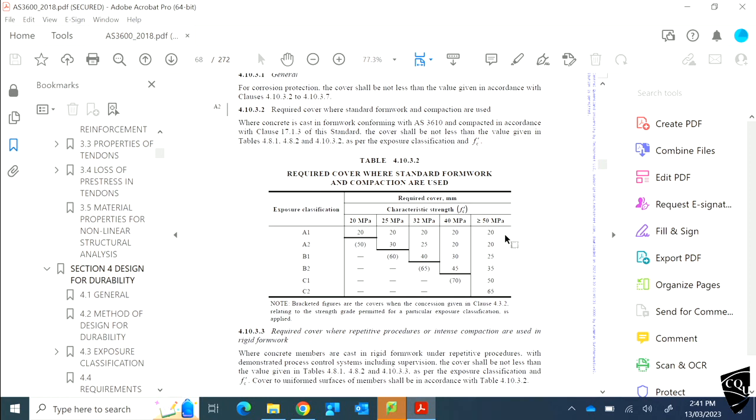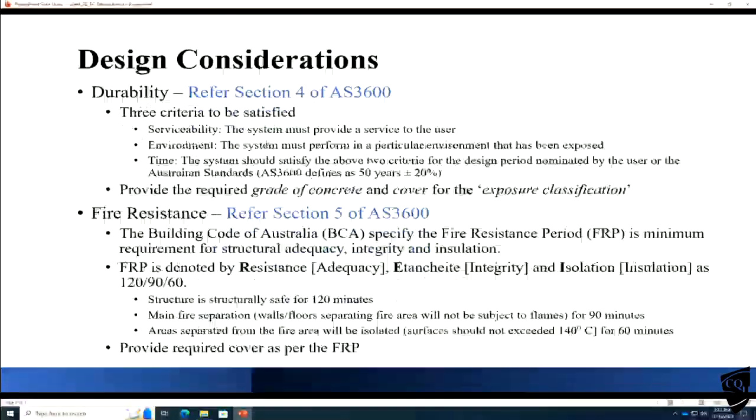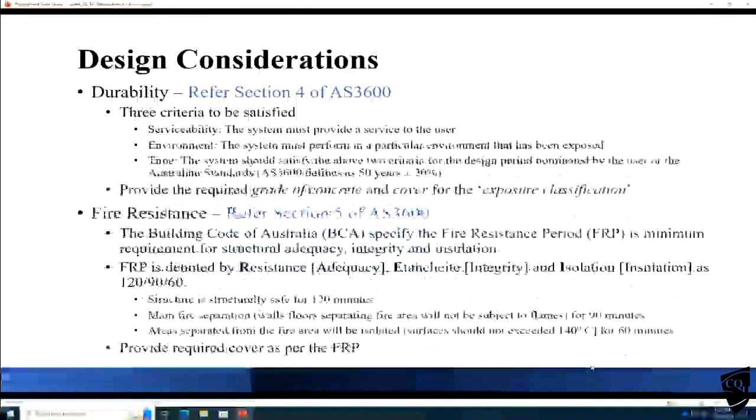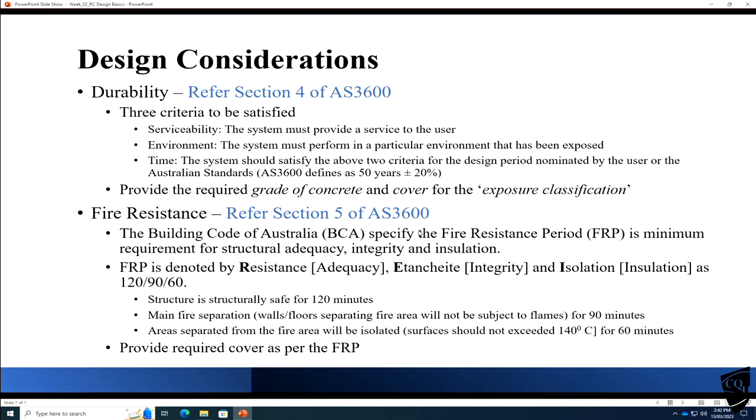So that is the required cover for the exposure condition. Section 4 gives the minimum cover and the minimum strength of the concrete based on the environment and the usage of the structure. So that's section 4. Please go and read that.